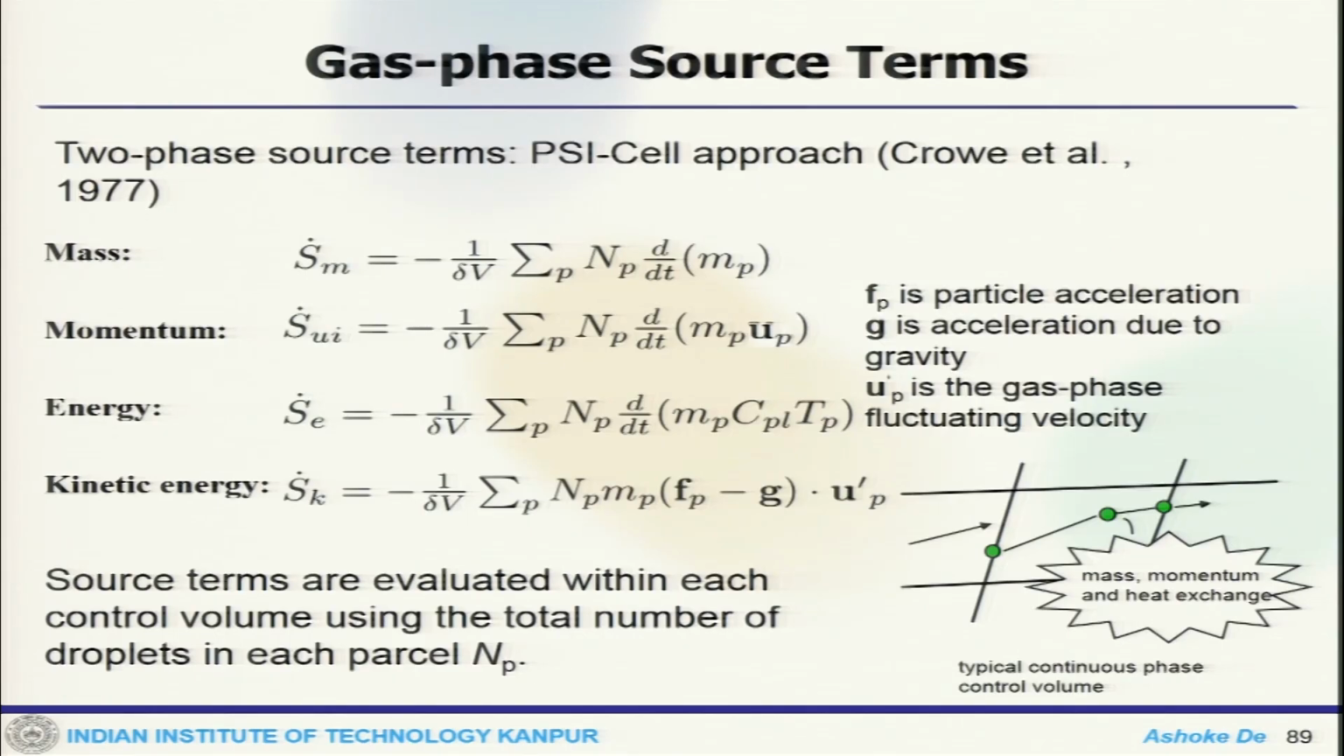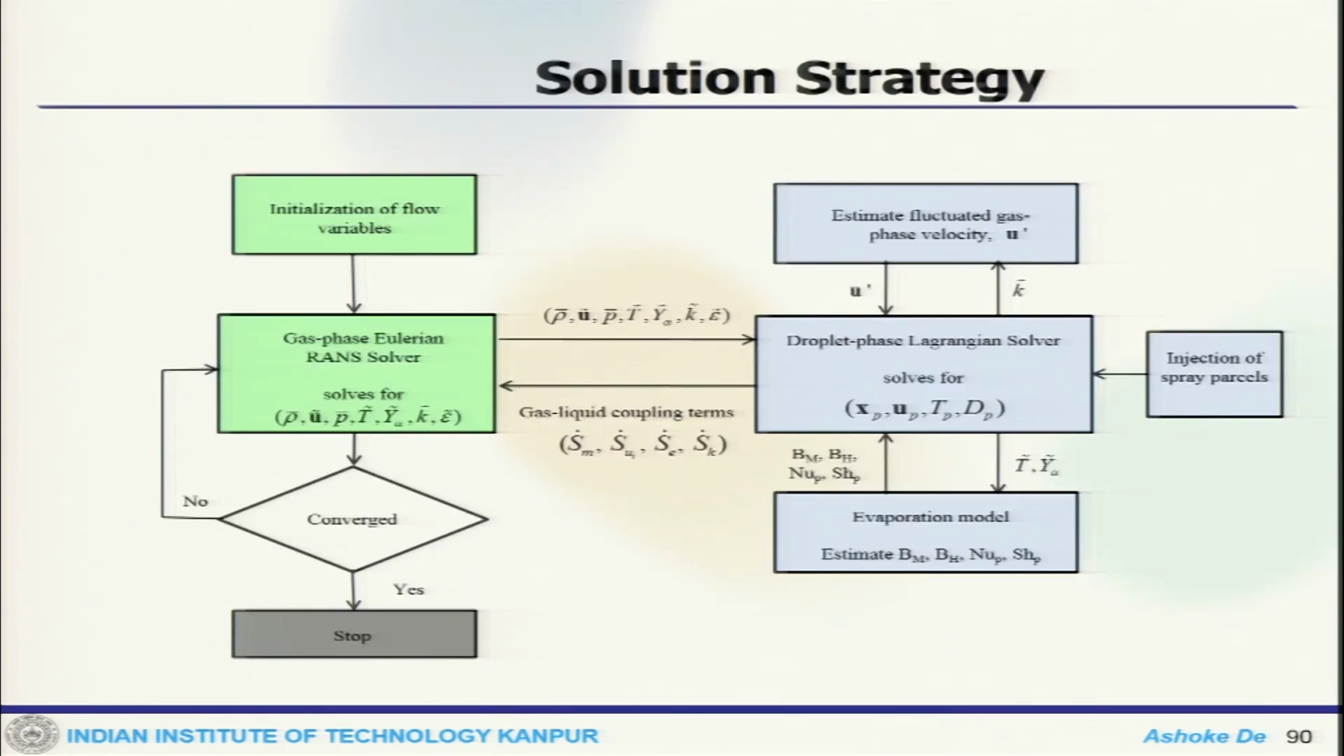Now, for two phase, this is what Crowe et al. proposed: the mass source Sm would be the number of particles, and the momentum and energy sources are calculated. So, there is a fairly good amount of established literature available to close those terms.